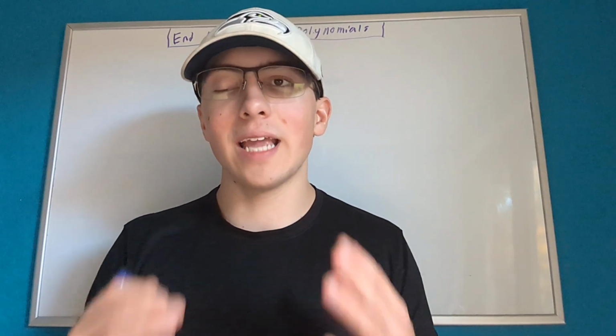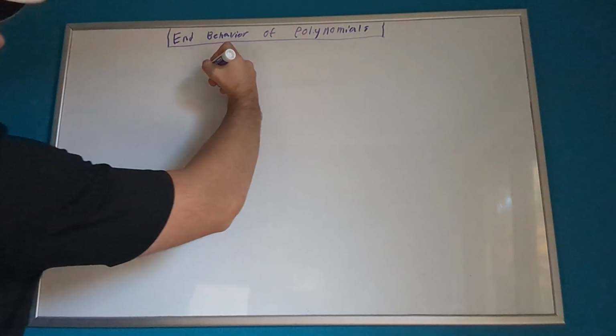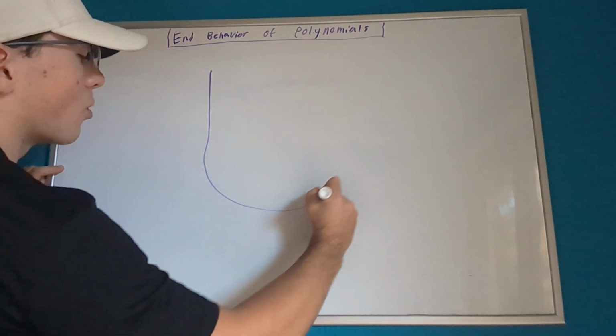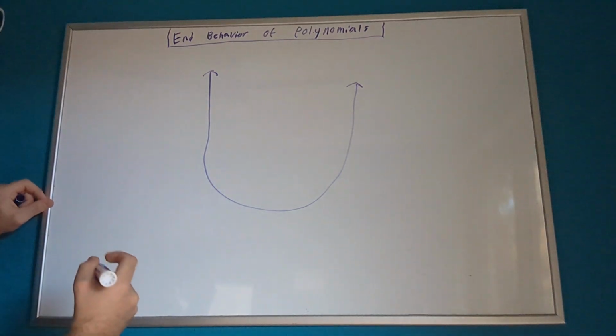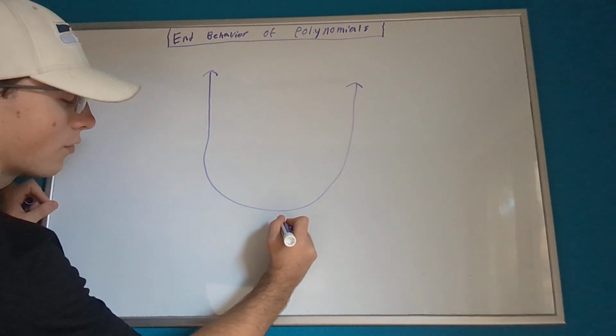Today, I want to talk about the end behavior of polynomials. So let's get into it. If we have the graph of x squared, or a parabola, and we want to figure out the end behavior, well, first of all, what does end behavior refer to?